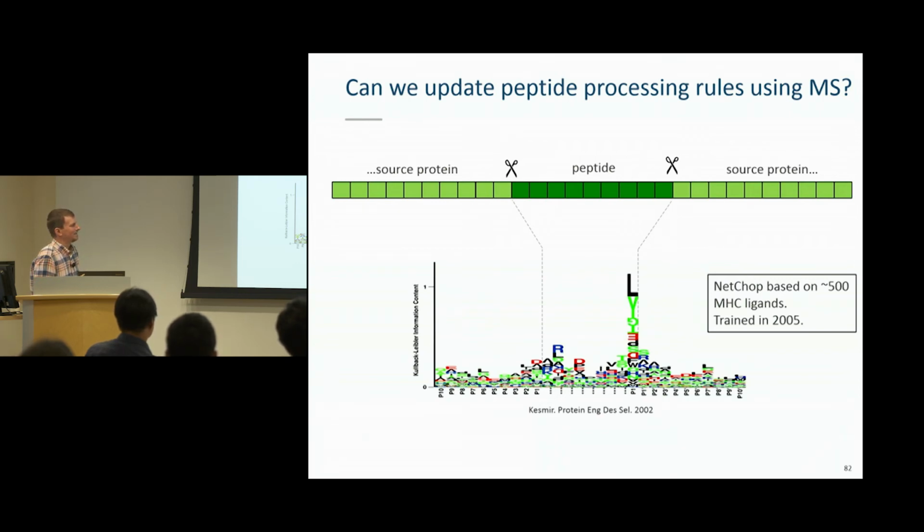And generally within the field, people regard this algorithm not to really be predictive, and even the person who wrote it doesn't suggest using it. So we thought, well, we have all this new mass spec data now. Maybe we could derive something much cleaner and more precise.